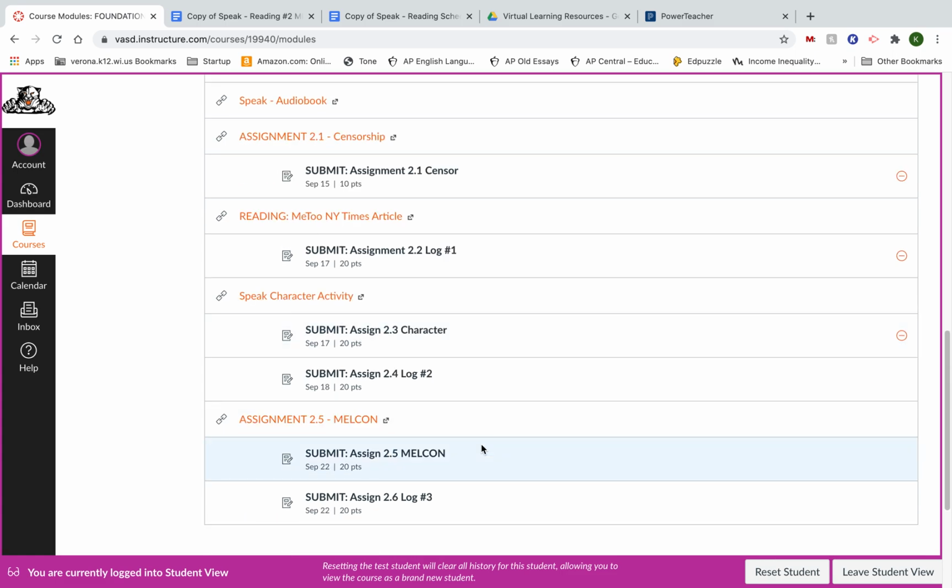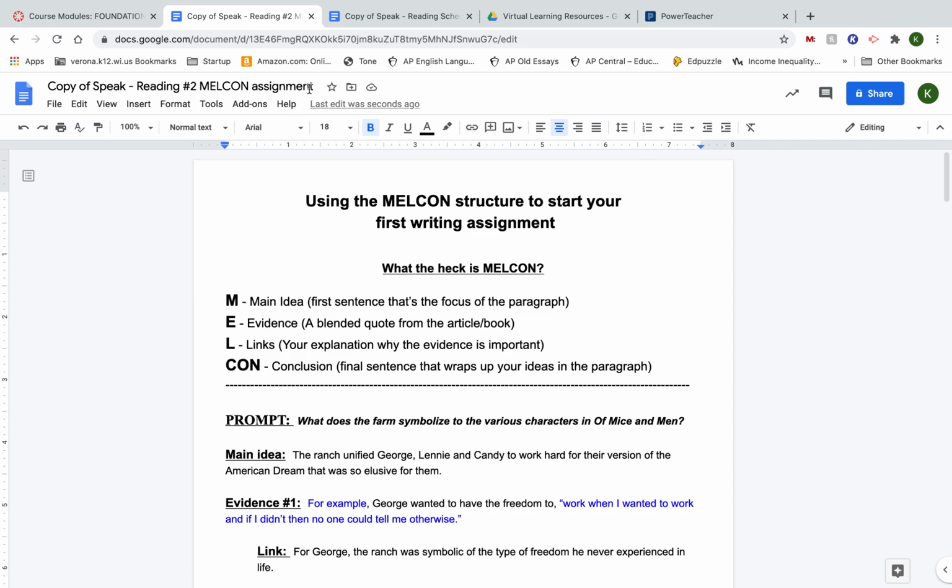Before you do that, you needed to first turn in your reading log number 4. Turn that in first. And then you're going to click on this guy, assignment 2.5. When you click on it, it's going to look like this.